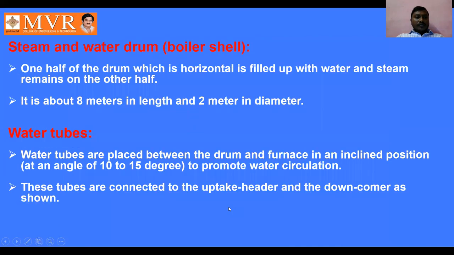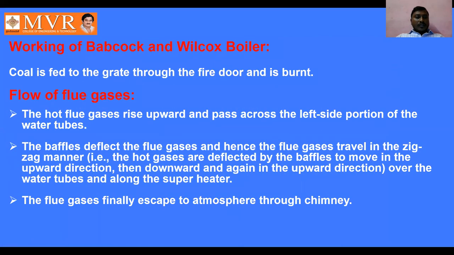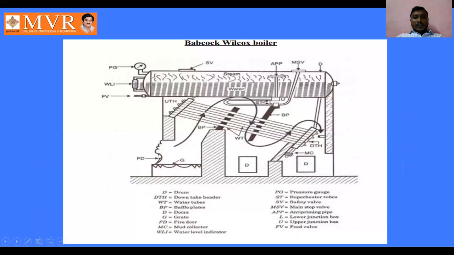See here. Working: coal is fed to the grate through the fire door and is burned. See what I have shown you in the diagram. The flue gases rise up and pass across the left side portion of the water tubes. The baffles deflect the flue gases, and hence the flue gases travel in a zigzag manner. You can observe that the hot gases produced here are passed in a zigzag way.